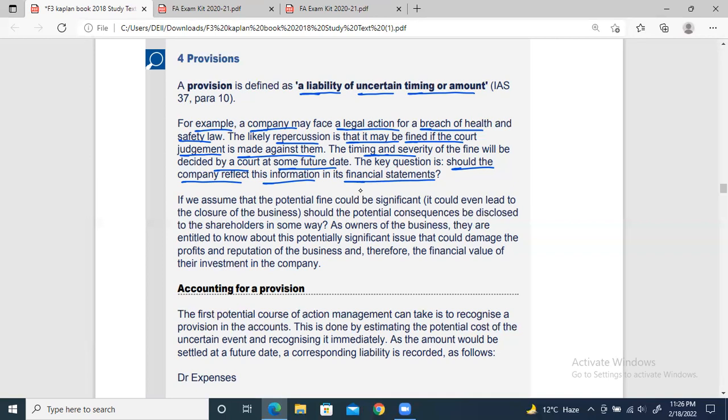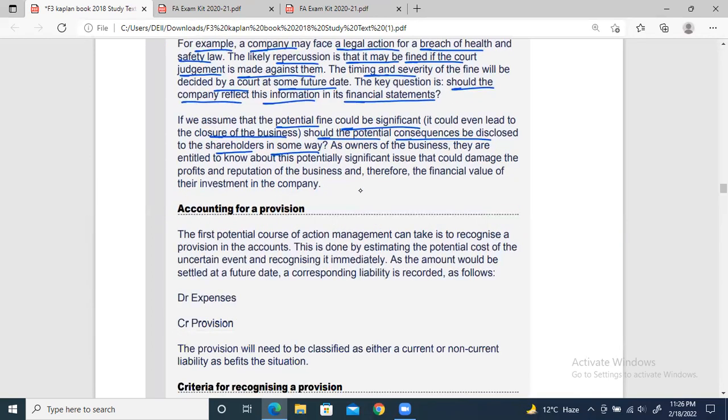Okay. Now, if we assume that the potential fine could be significant, it could even lead to closure of the business. Should the potential consequences be disclosed to the shareholders in some way? So all these kinds of questions are there. Let's move to the actual answer to them, like what we actually have to do.